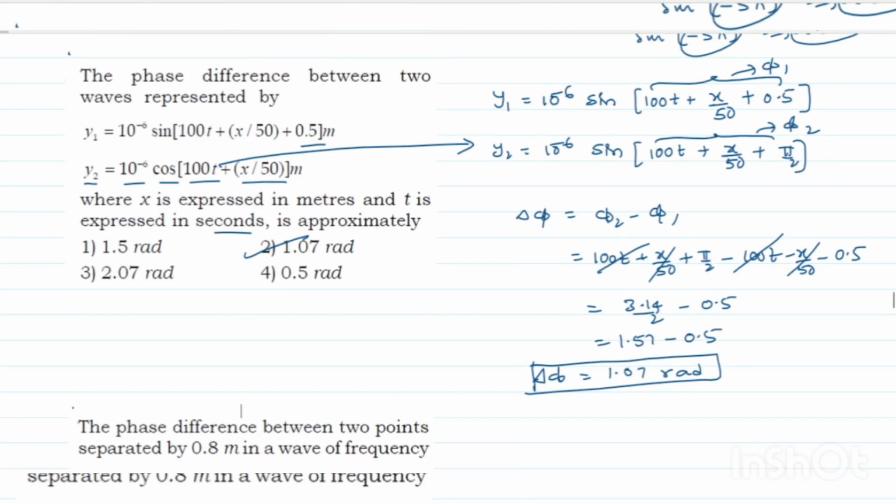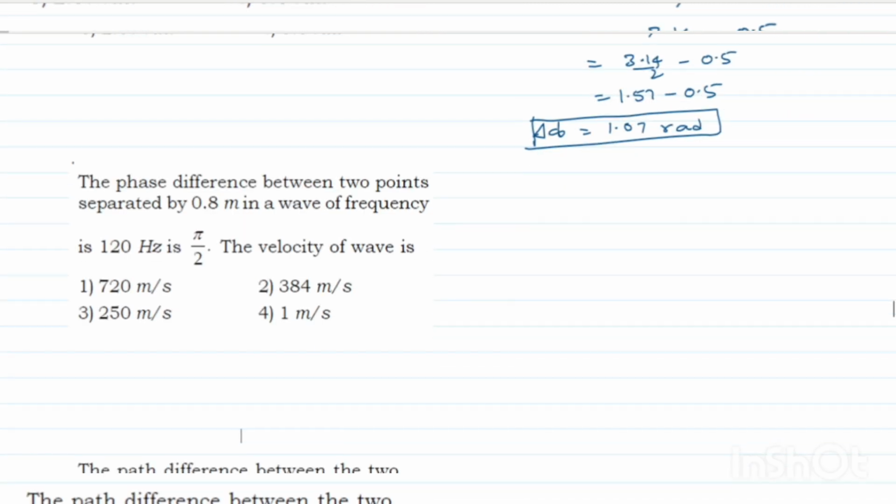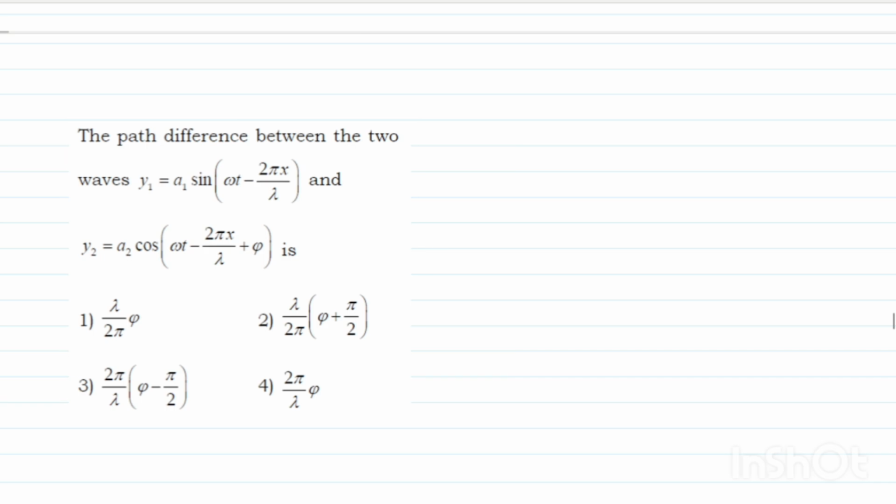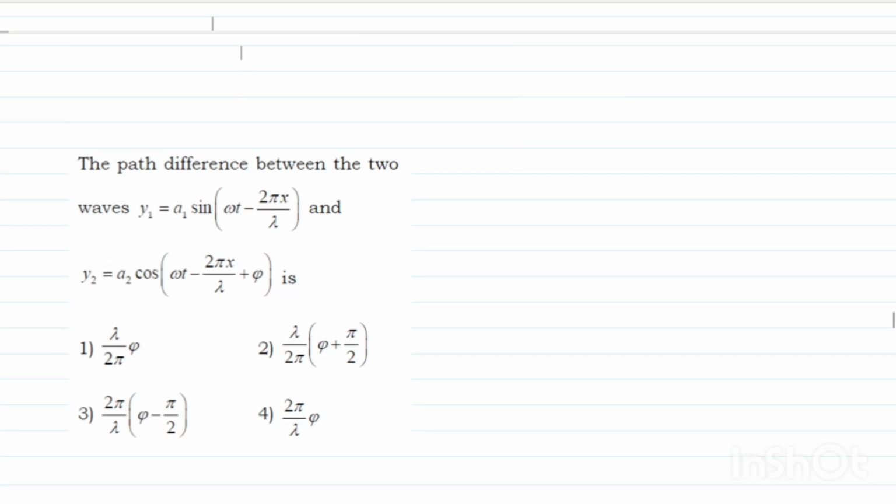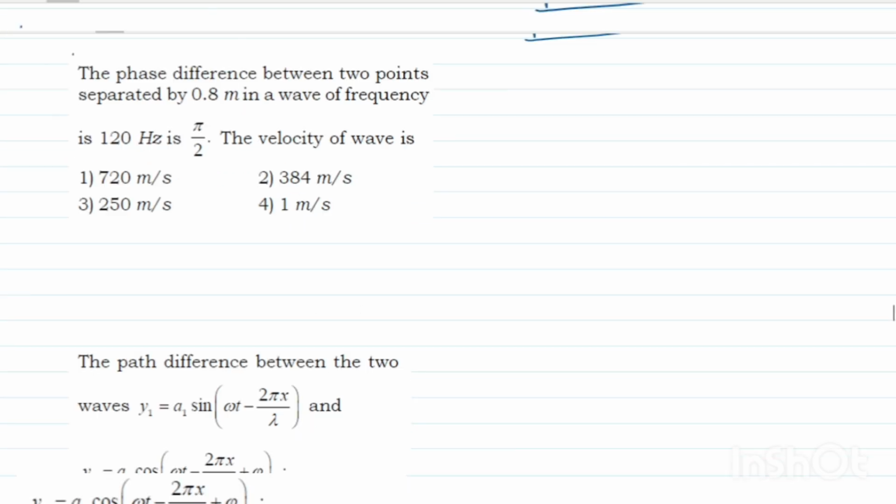Let us take the next question. The phase difference between two points separated by a distance of 0.8 meter in a wave of frequency 120 Hz is pi by 2. The velocity of the wave is asked.